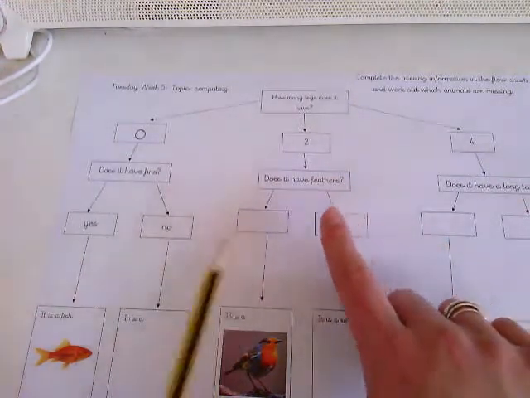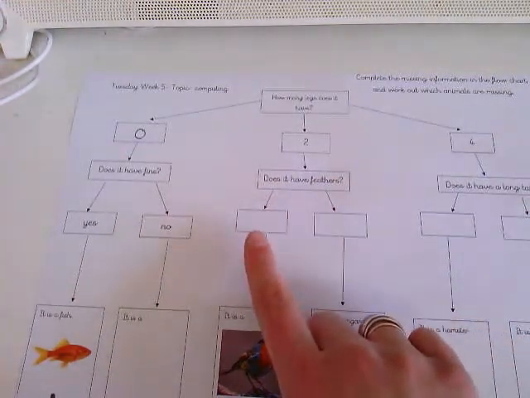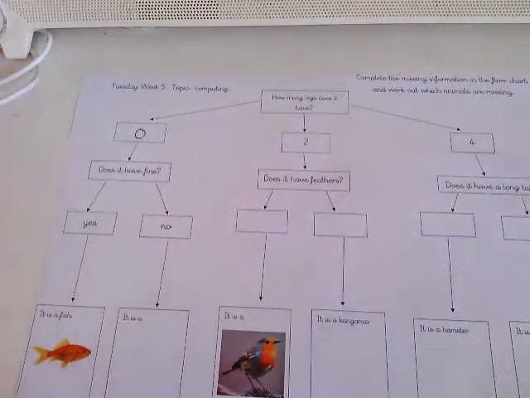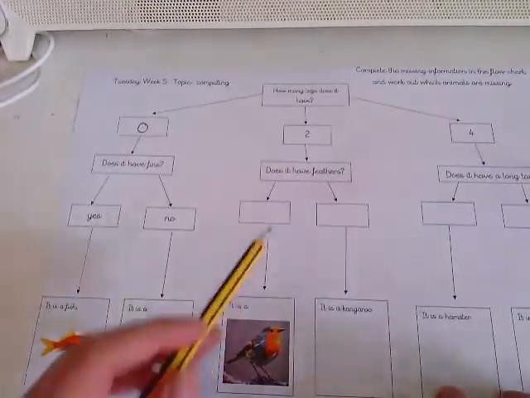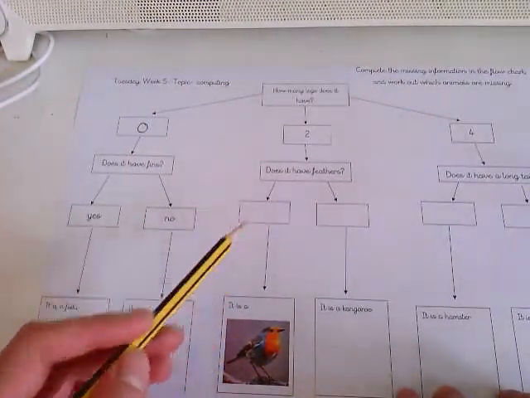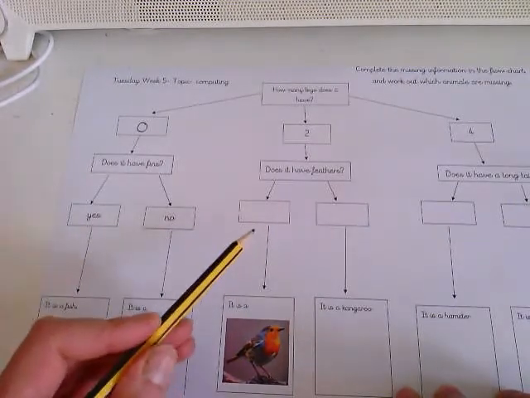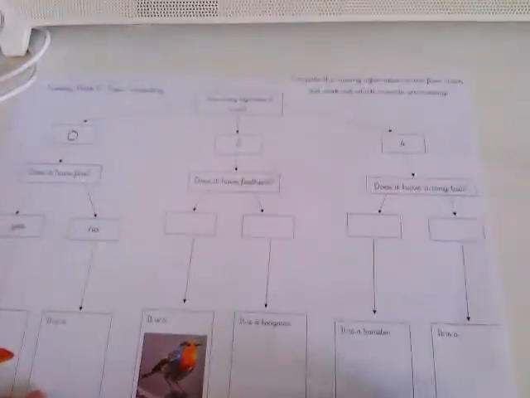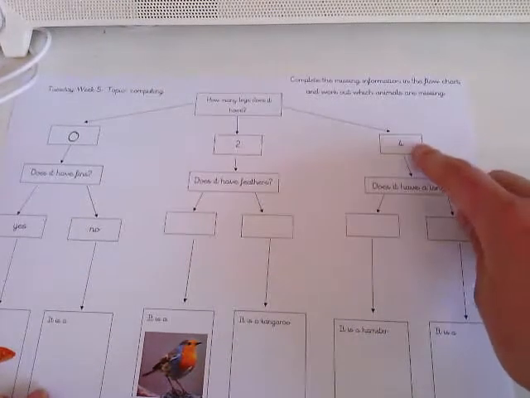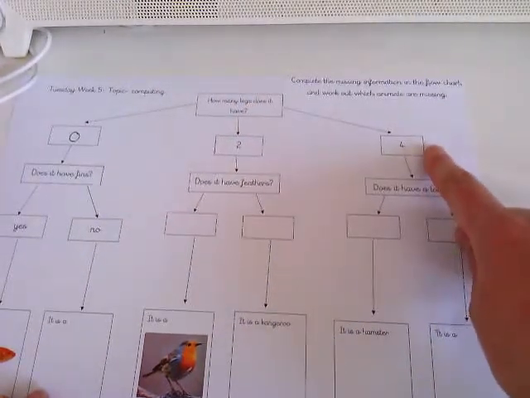You need to write yes or no in these boxes. One of them needs to say yes and one of them needs to say no. Does this animal have feathers? If you think it does, you need to write yes. If you don't think it does, you need to write no. The last column, does it have legs? How many does it have?